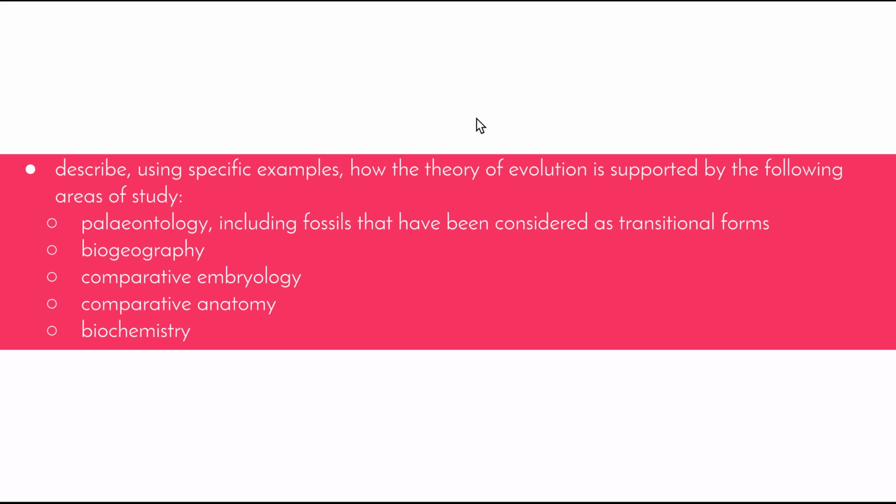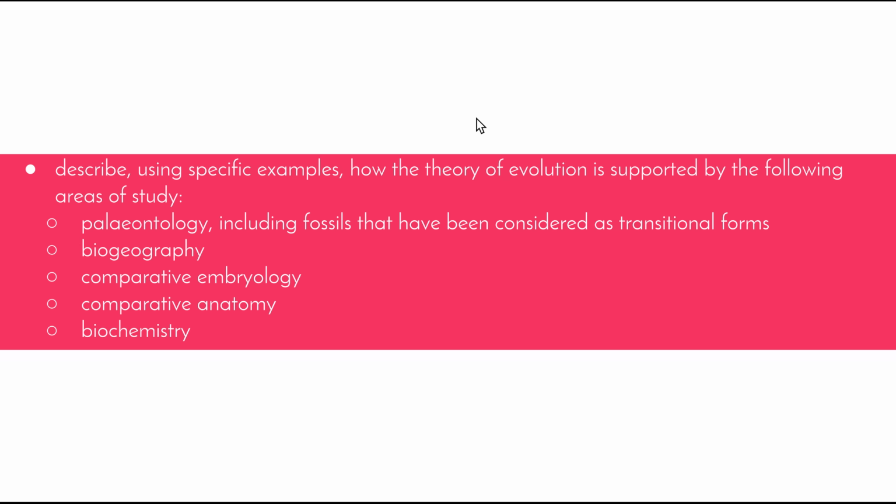This video is going to be looking at the following dot point. Describe using specific examples how the theory of evolution is supported by the following areas of study. Paleontology, including fossils that have been considered as transitional forms. Biogeography, comparative embryology, comparative anatomy, and biochemistry.